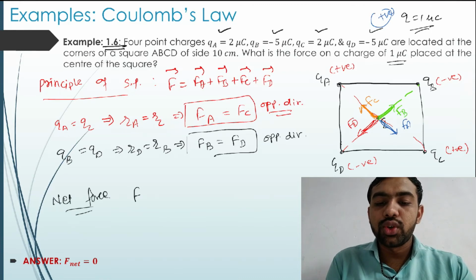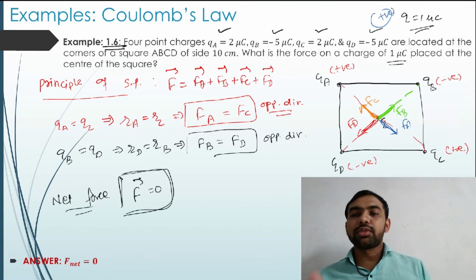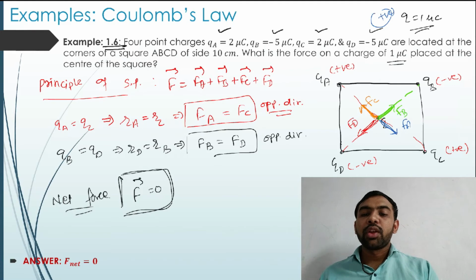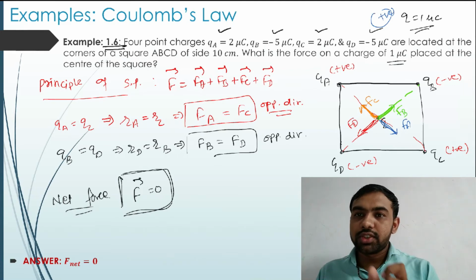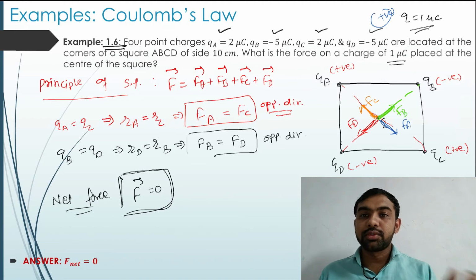नेट फोर्स ऑन चार्ज Q, F इज इक्वल टू व्हाट? 0. क्यों? क्योंकि बाकी फोर्स अपोजिट है, मैग्नीट्यूड तो सेम ही रहेगा. Why magnitudes are same? Because the charge and distance are same. If charge and distance in magnitudes are same, then the force in magnitude is same. Only direction is opposite from each other.